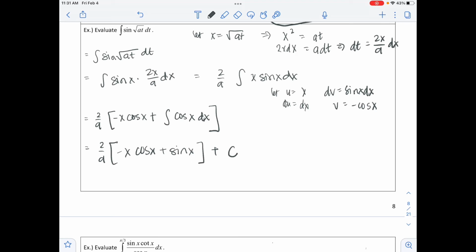From here, I need to back sub in what x is, and x is equal to the square root of at. And so this is going to be 2 over a times negative square root of at cosine of square root of at plus sine of square root of at plus c.